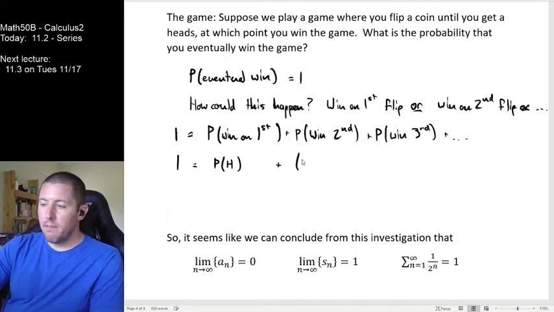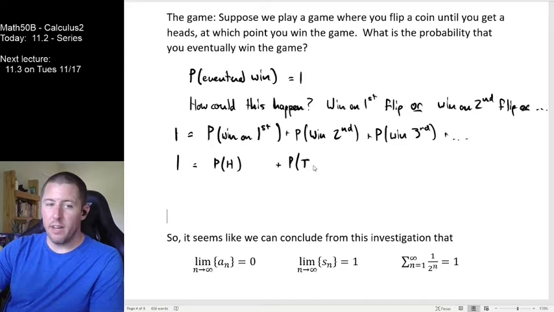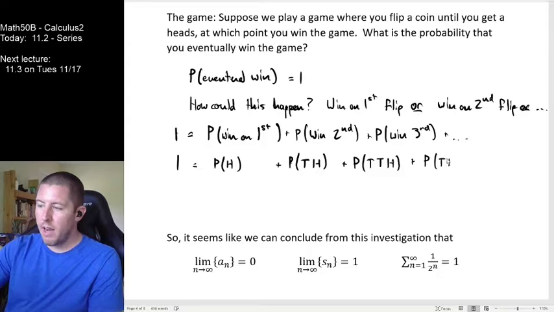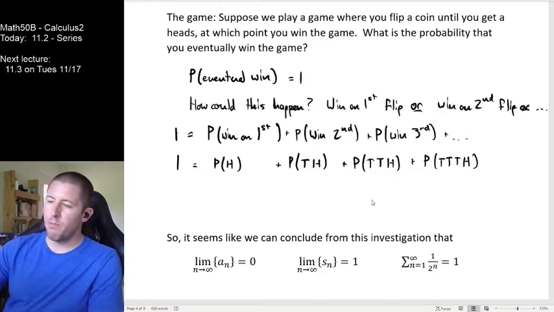If we won on the second flip, then I know that means I got a tails on the first flip because I didn't win on the first, but then I did win on the second. So that's going to be tails heads. This one, we would have had to have gotten tails twice and then a heads third if we did win on the third. And we could just keep on adding up these things. Or we got tails 3 times in a row before we got heads. Or we got tails 4 times in a row before we got heads.